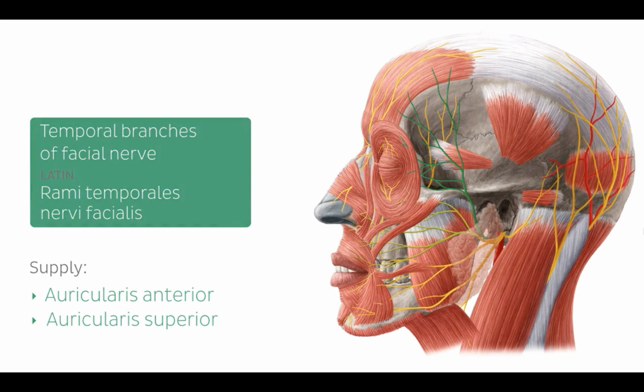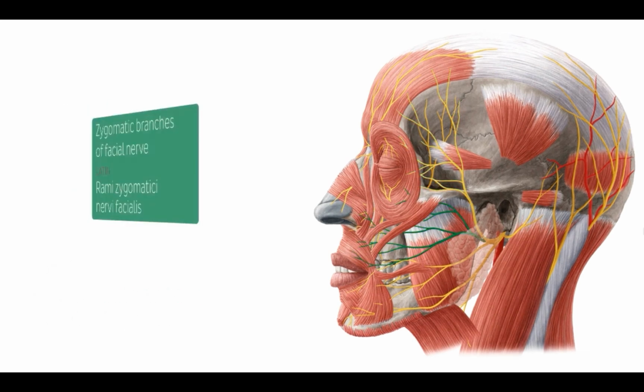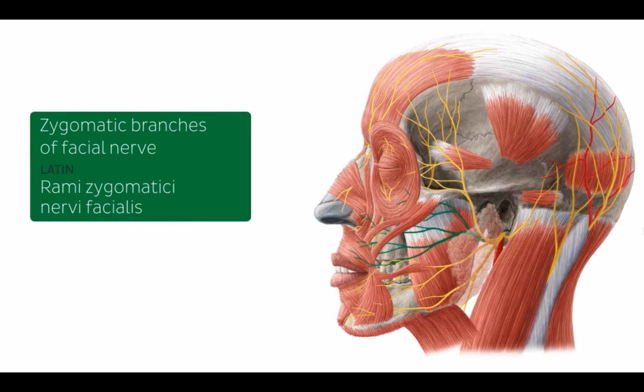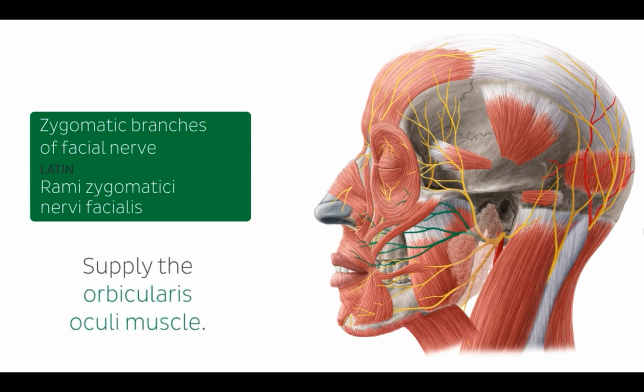Next on our list, we're going to be seeing the zygomatic branches of the facial nerve, now highlighted in green on this lateral view of the head. The zygomatic branches run across the zygomatic bone to the lateral angle of the orbit, where they will be supplying the orbicularis oculi muscle, which is this muscle here.